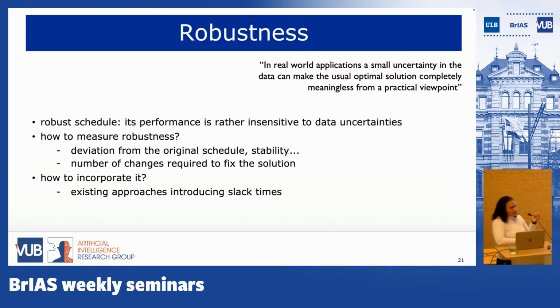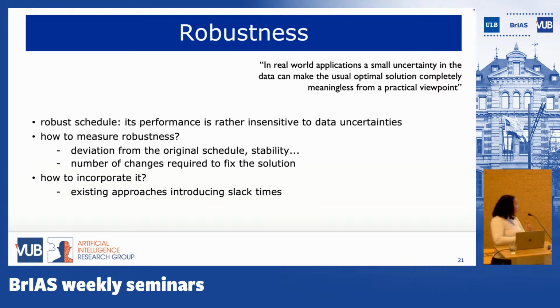When searching the literature and the different publications we found, we saw different ways in which we can do this. To measure robustness, we can take into account the deviation from the original schedule. When a user comes to you with a task to perform, you propose a schedule, and if something happens, you will get something that is not what you proposed. So the deviation from the original schedule tells you how robust you are. You can also measure it by taking into account the stability, or by measuring the number of changes that you require in order to fix the solution once something happens.